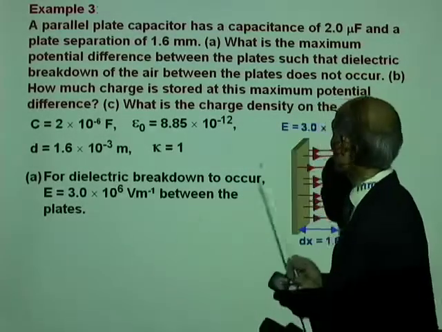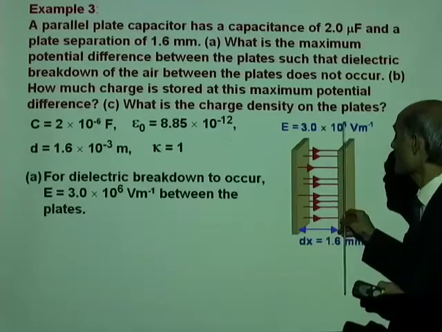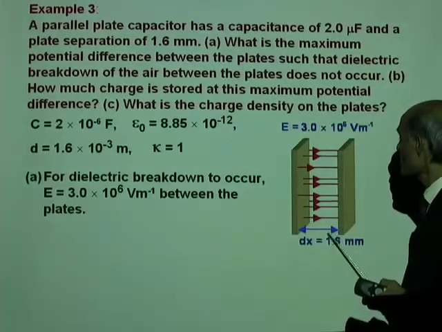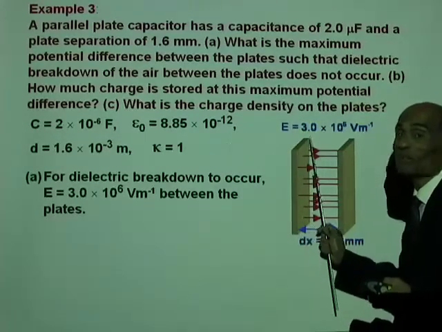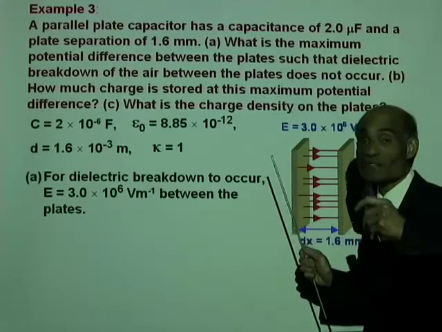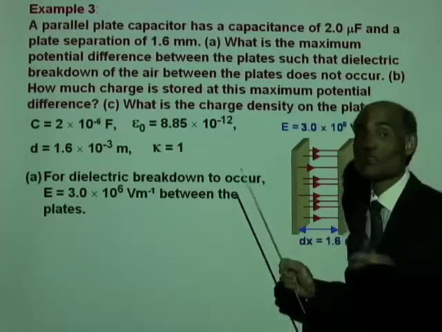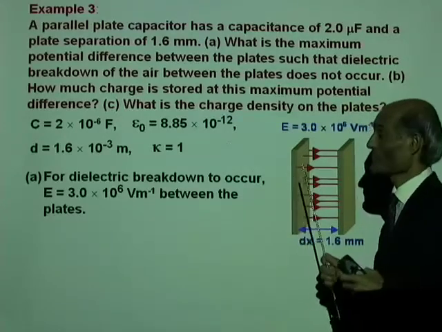Now, here I have the situation. These are the capacitor plates. The plate separation is 1.6 millimeter. The electric field between the plates is 3 times 10 to the 6. If the electric field increases any further, there will be dielectric breakdown in between.